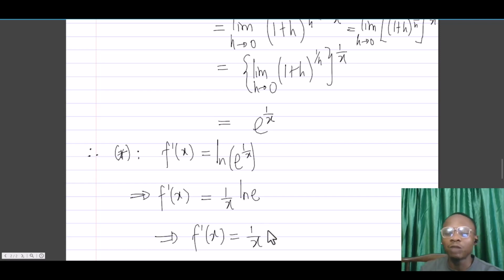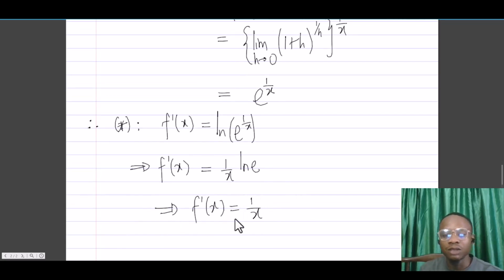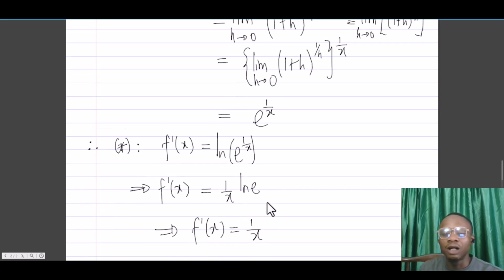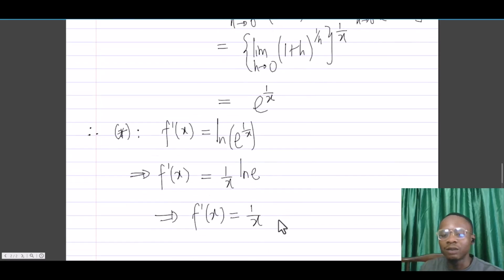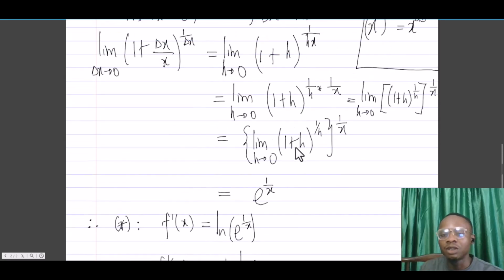That is the result. We have successfully shown that the derivative of f of x, which is ln x, is indeed 1 over x, and we have shown that from first principles as required.